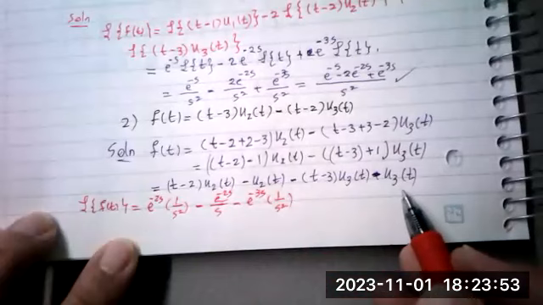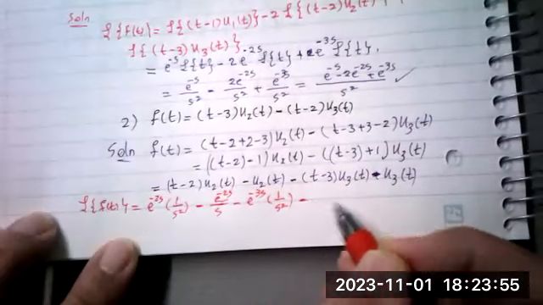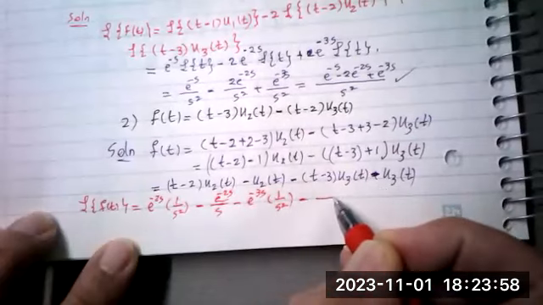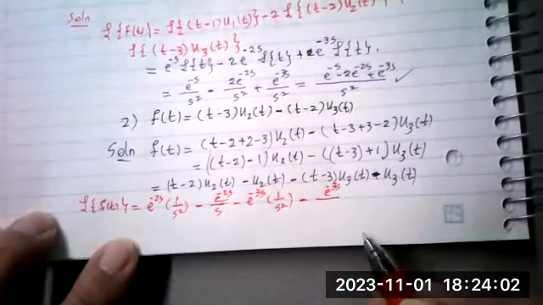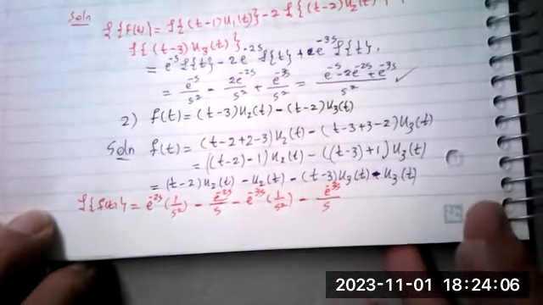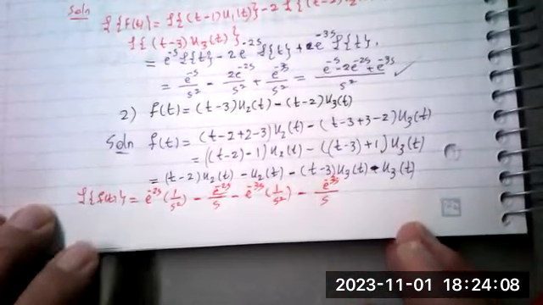Leftover, minus the base is 3. e to the negative 3s over s. That's it. We can just put them together.